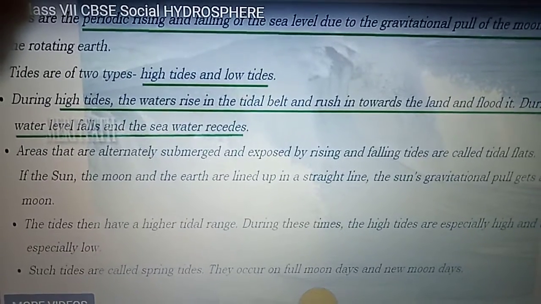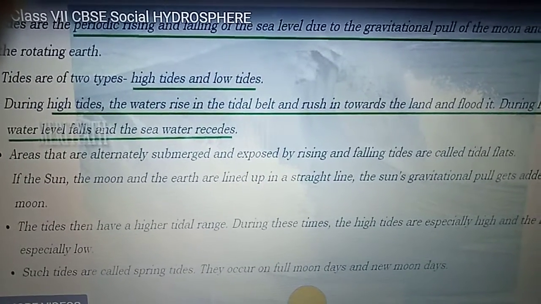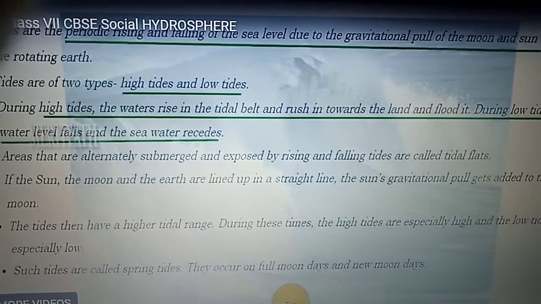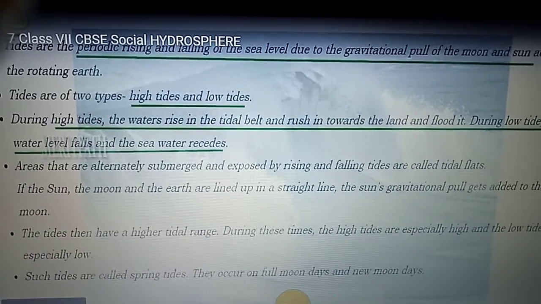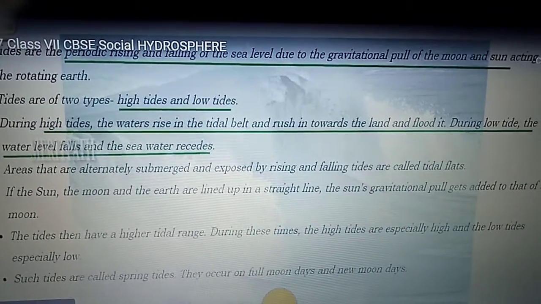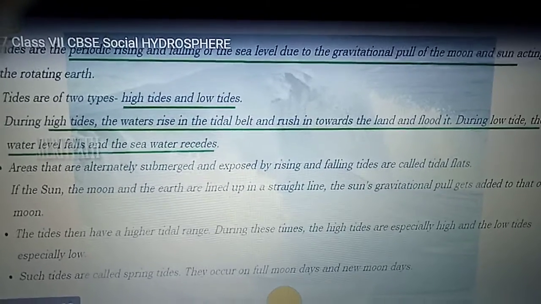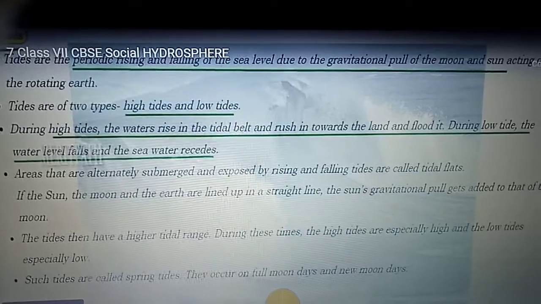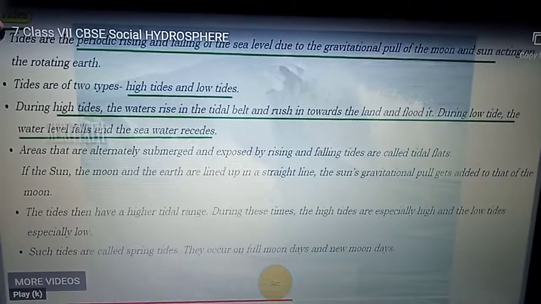If the sun, the moon, and the earth are lined up in a straight line, the sun's gravitational pull gets added to the moon's. The tides then have a higher tidal range. During these times, the high tides are especially high and the low tides especially low. Such tides are called spring tides. They occur on full moon days and new moon days.